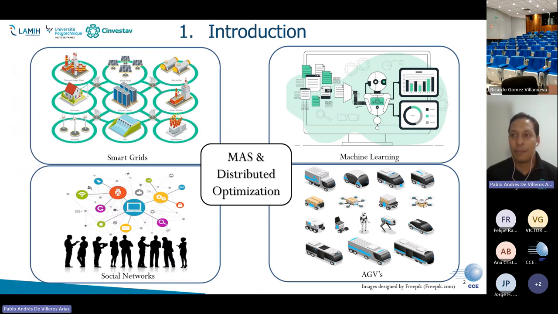Multi-agent systems is a very trendy topic in control engineering at this moment due to the advancements in digital systems, communications, and sensing devices. In this context, an agent can be considered as an intelligent entity which has decision-making capabilities, and all the agents in the system interact to pursue a particular common objective. If this objective is concerned with the minimization of local functions that are private to each agent, we are talking about distributed optimization. This approach has been used in many applications, for example, for smart grids, in machine learning, social networks, and very recently for AGVs and robotic systems in general.